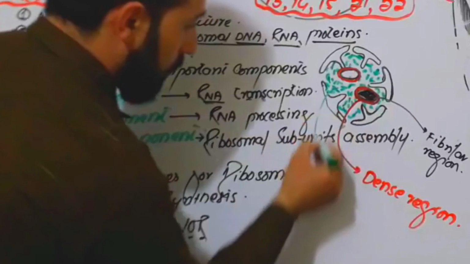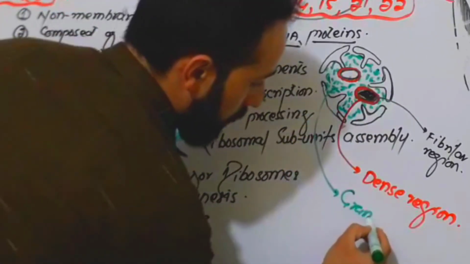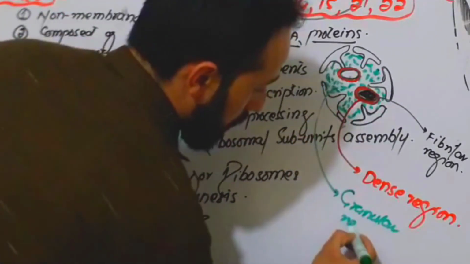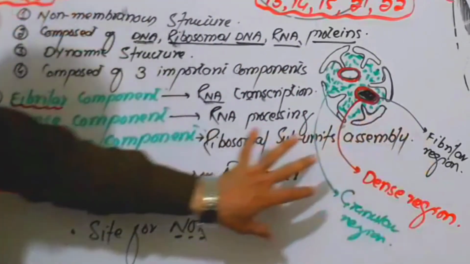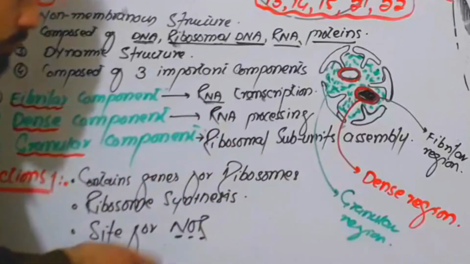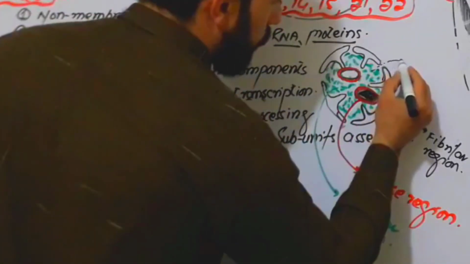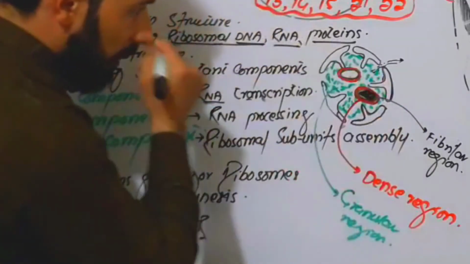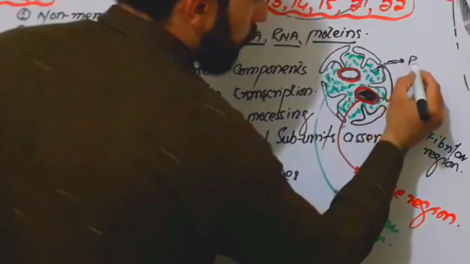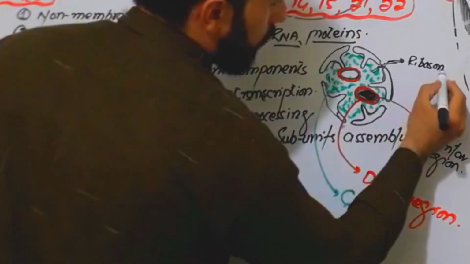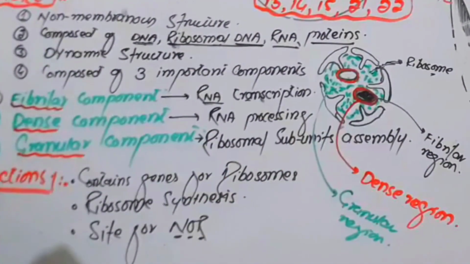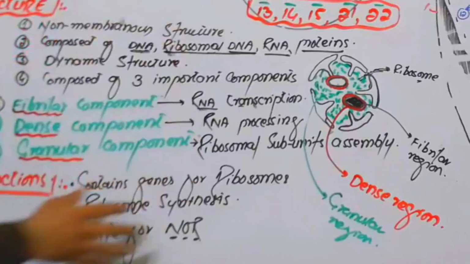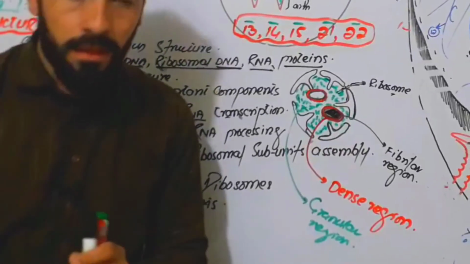And then there is the granular region, right? This green color, as you can see here, this is our granular region. Done. So these are the three important regions of the nucleolus, and through these pores, the ribosomes which are formed inside here will leave and go towards where they are required, right? So friends, this was about the nucleolus and its structure.